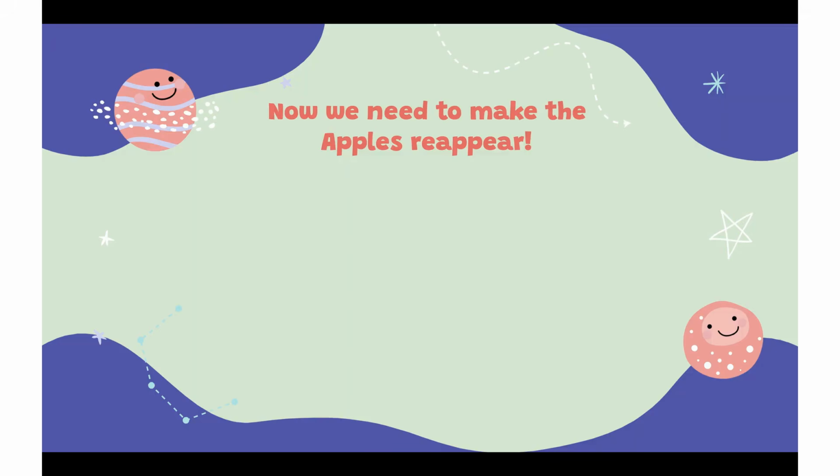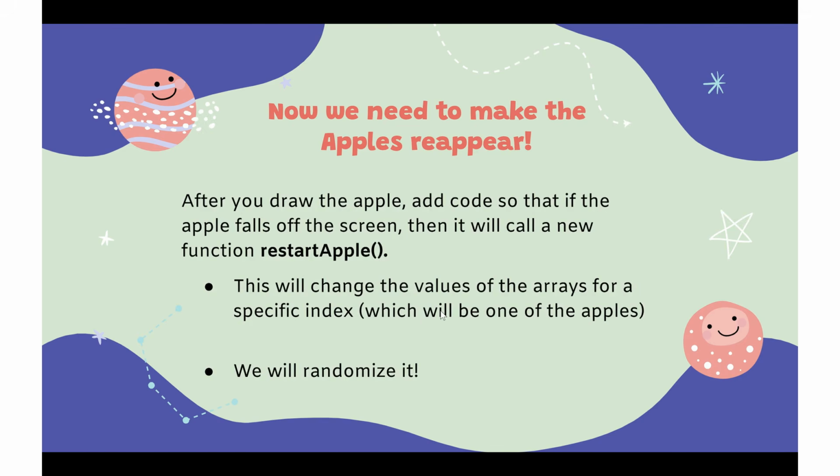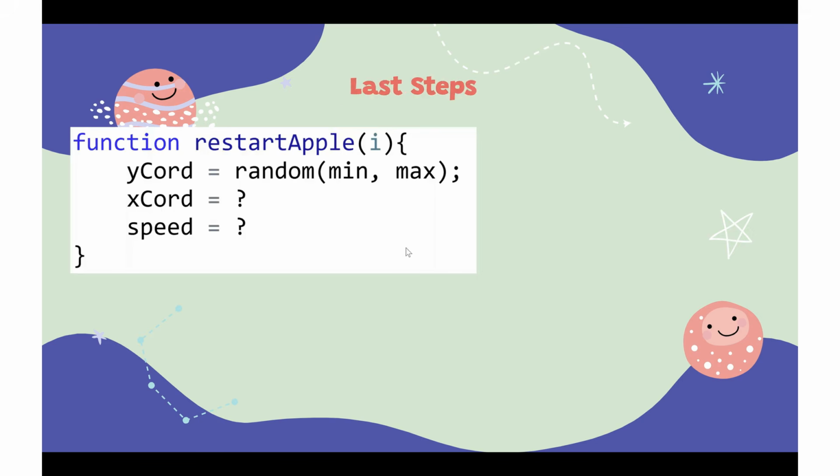All right, now we need to make the apples reappear. After you draw the apple, we need to add code so when the apple falls off the screen, it will call a new function called restart apple, which will bring the apple off the screen and put it back to the top. And this will also change the x coordinates, and we will use random, and we will randomize it. You can go ahead and try all of this out right now, but we will walk through how to do it.